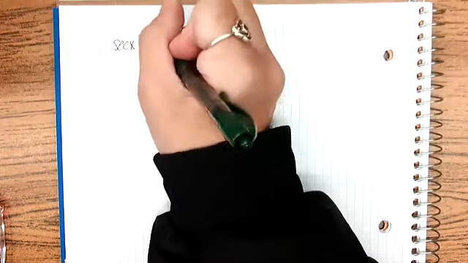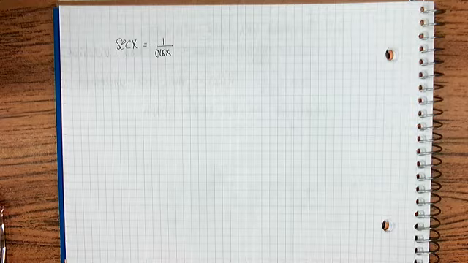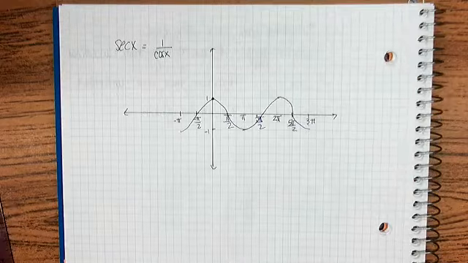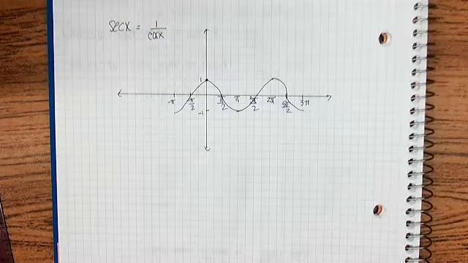So secant is 1 over cosine. And I talked previously about how where the cosine is 0, the secant is undefined. So go ahead and draw yourself a parent cosine and extend it to the right and to the left. Here is the parent cosine curve, drawn terribly.